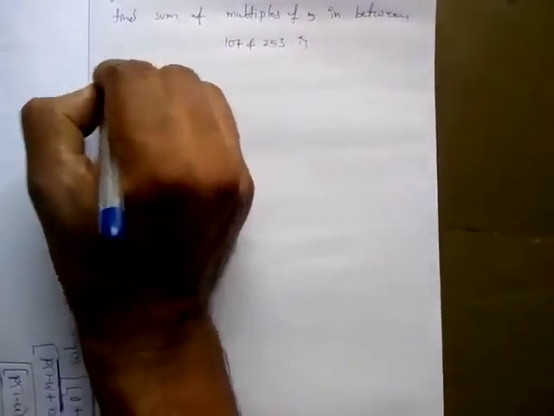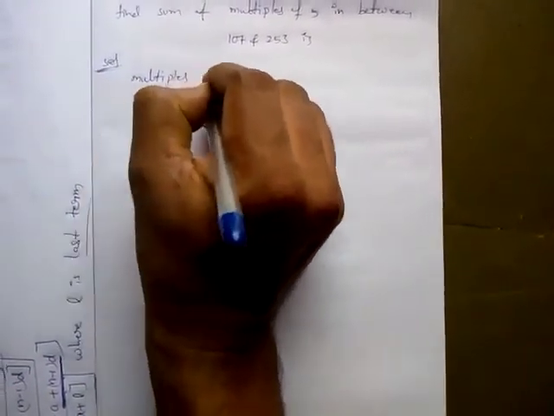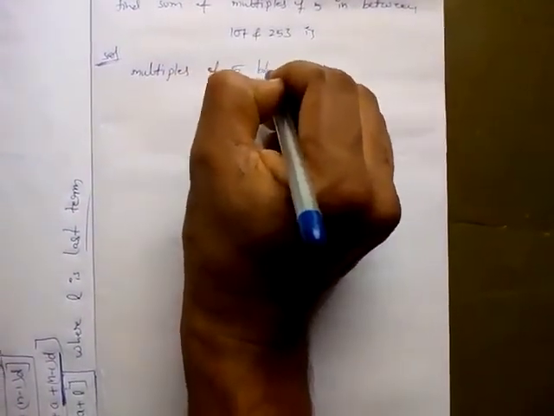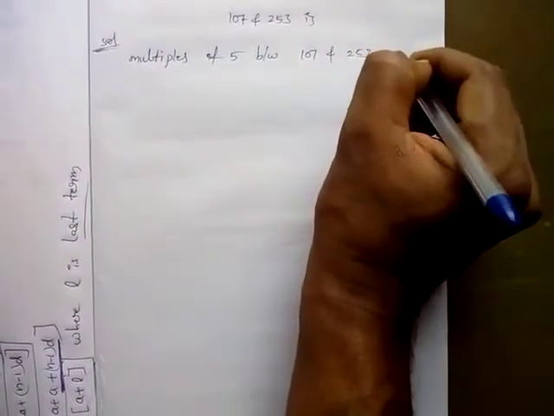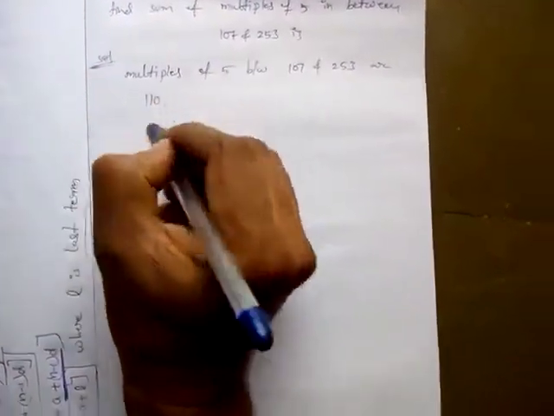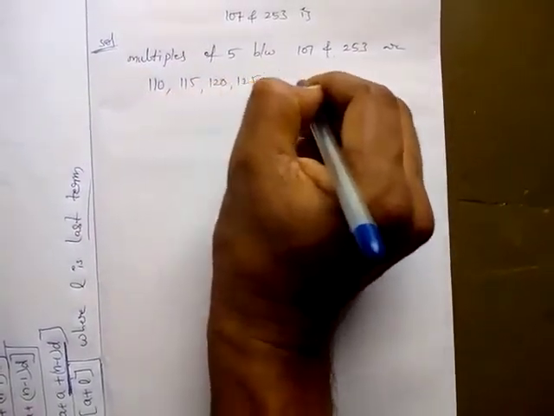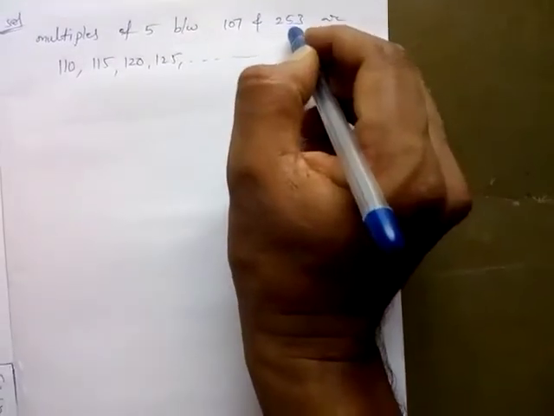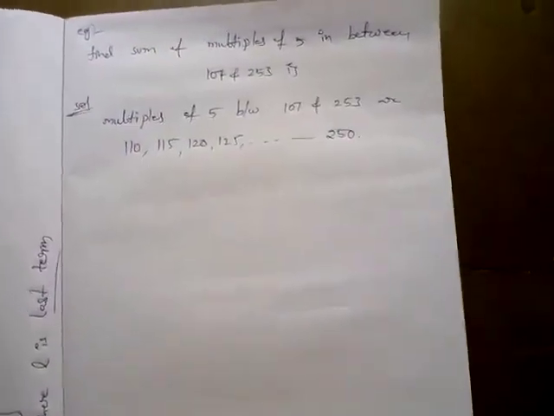So in the solution, the multiples of 5 between 107 and 253 are: after 107, 110, then 110, 115, 120, 125, like that. Okay, 253: before 253 is 250. So these are in AP.